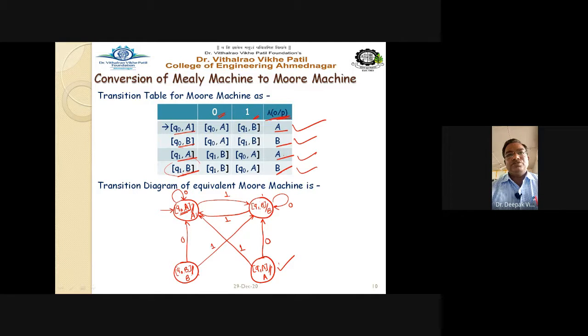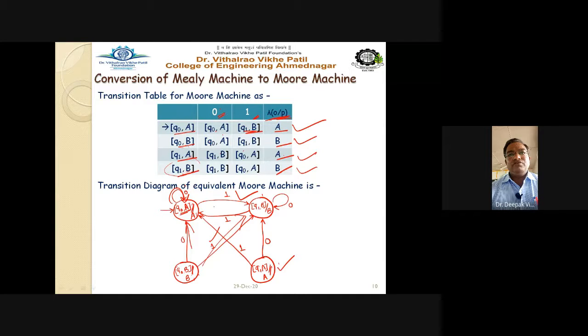And their transitions. Q0 comma A on 0 goes to Q0 comma A. That is the self loop. And on 1 goes to Q1 comma B. This is the transition, right? Q0 comma B on 0 goes to Q0 comma A. This is the transition here. And on 1 goes to Q1 comma B. This is the transition on 1.